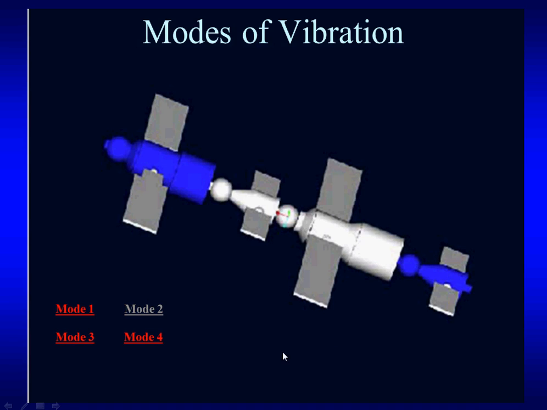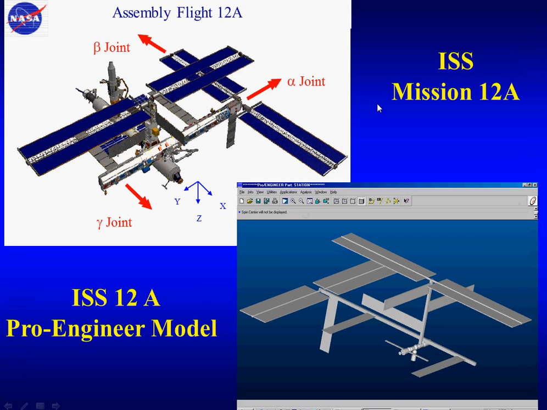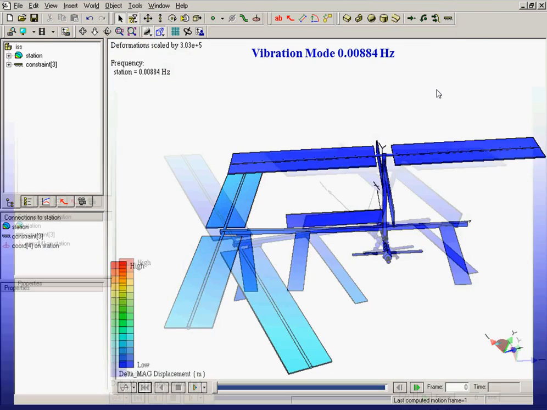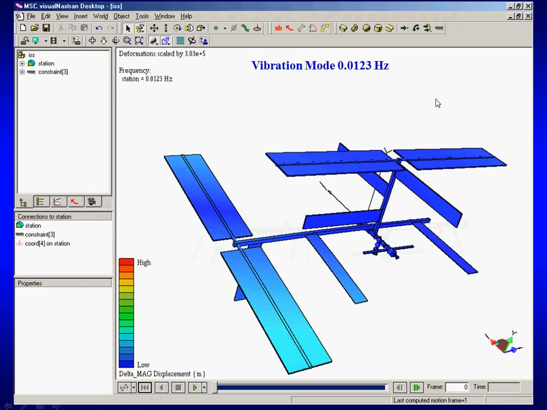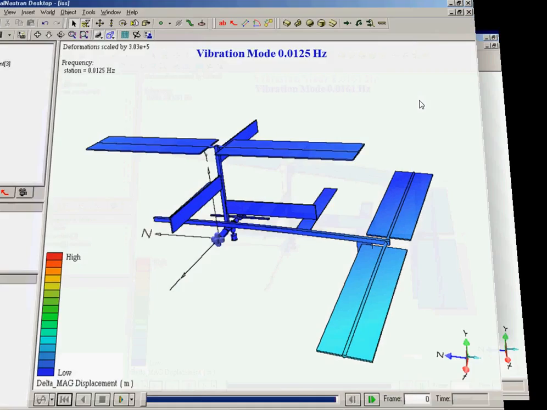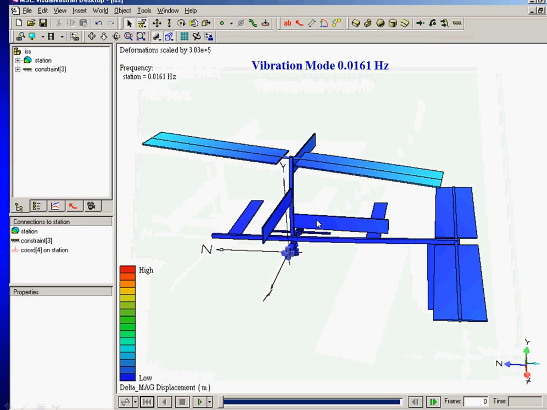These are the different configurations, linked to different models and different deformations. So you can see this is the real system, and this is our model over here. This Mission 12A was assembled using this technology, and we tested the vibration modes of Mission 12A at different frequencies. These are different configurations of the station. As the frequency goes up, the changes are more dramatic because the natural frequency of the station is very, very low, less than 1 hertz.